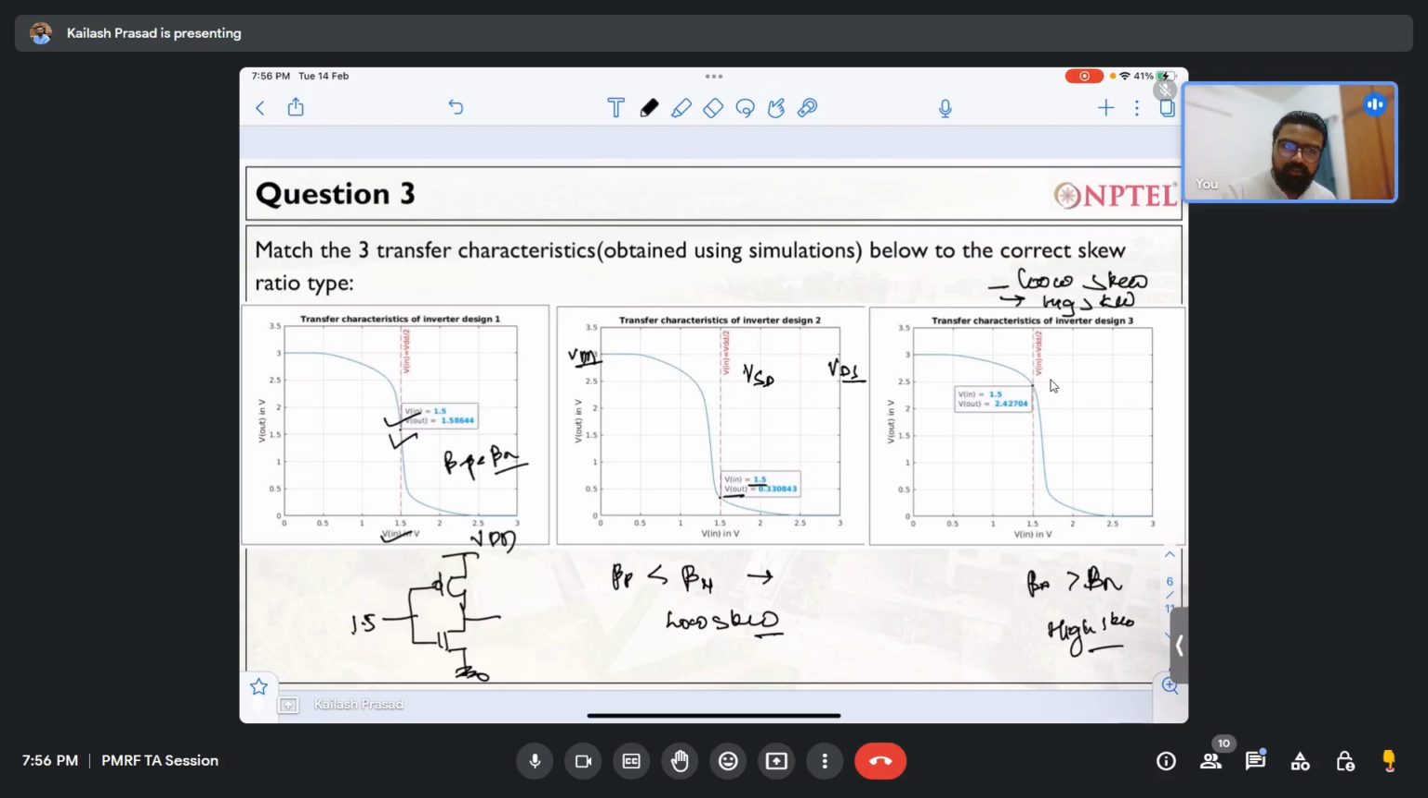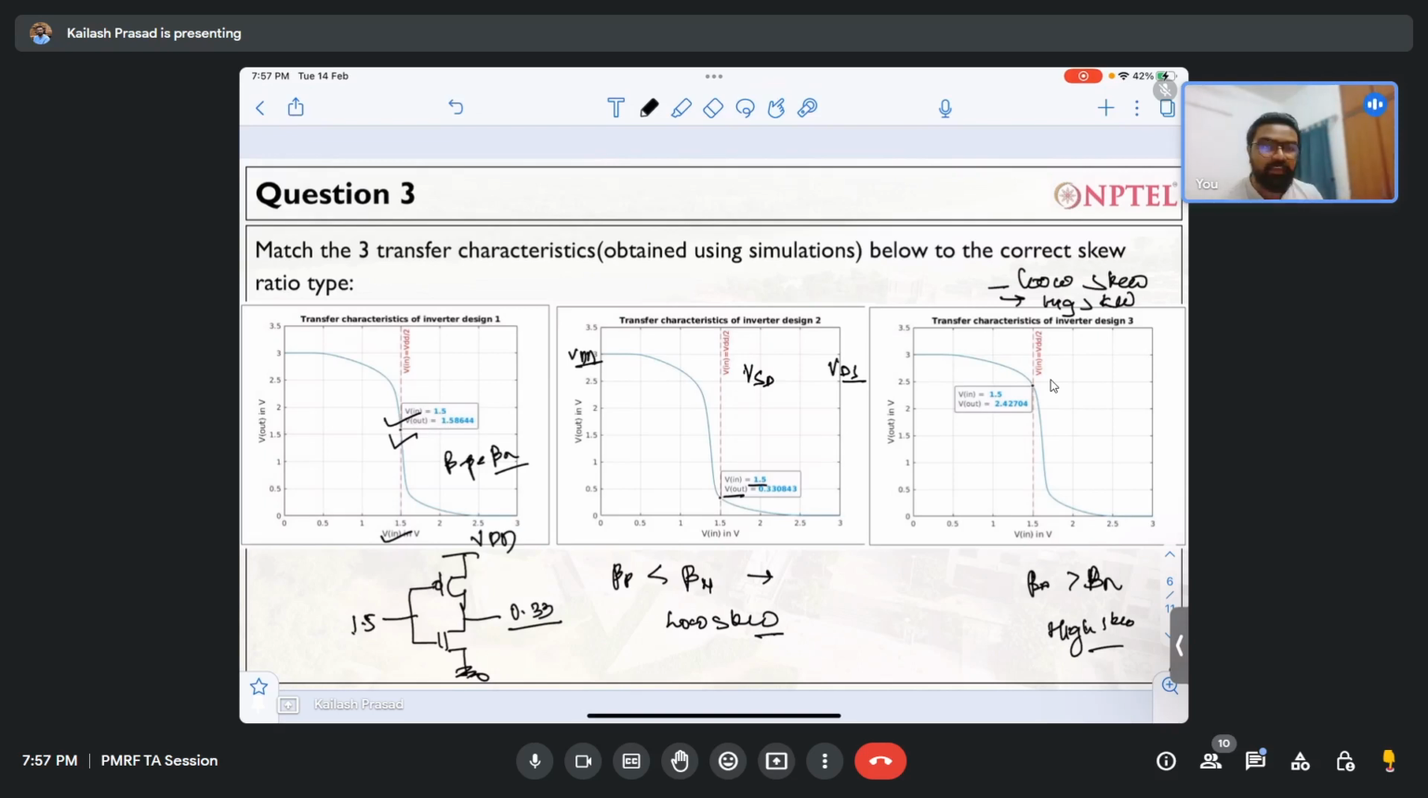Now the second question says that your output is 0.33. It means that there is some skew, because the output is not 1.5. Now we have to understand which of the transistors has more strength and which one has lesser strength. A simple analogy: which transistor will make it go down and which transistor is trying to pull it up? If the strength of both is the same, it will be at VDD by 2 because VDD will be equally divided.